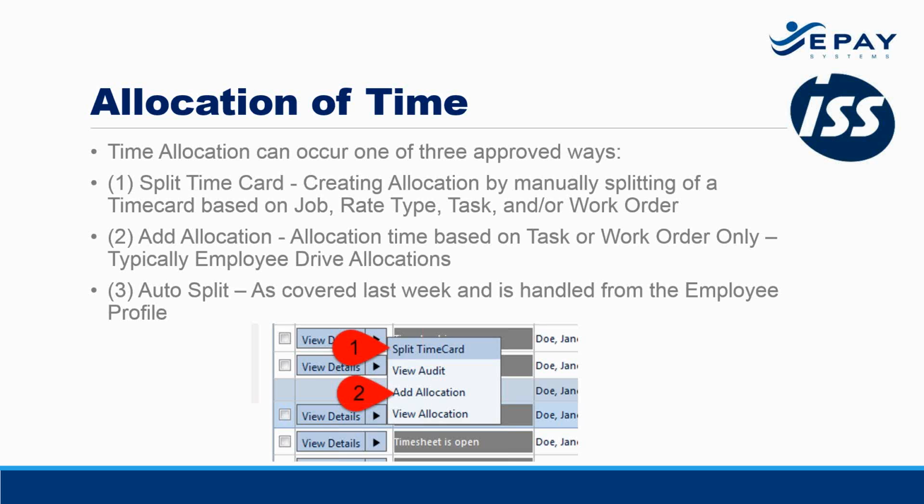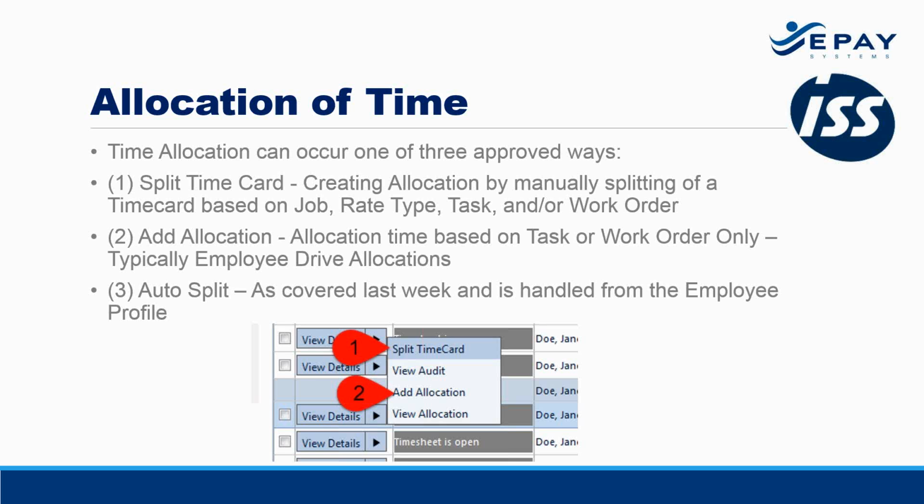But the first two are really manual processes, and I hate the word manual because I don't want you to think it's a manual punch by no means. You're just going in there and, in both the split time card and the allocation methods, taking the existing time the employee worked and redistributing it to the correct job. Maybe the employee punched into the wrong job, maybe the employee worked the wrong task, whatever it may be. We can just go in there and move that time to the appropriate job, task, rate type, or work order, depending on which of the two methods we use.